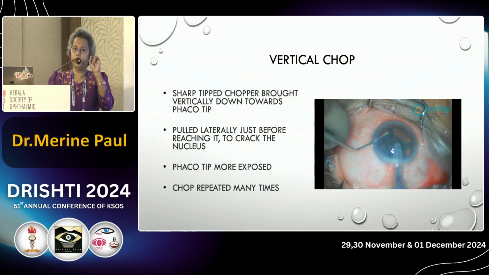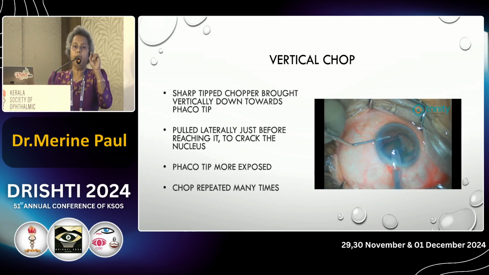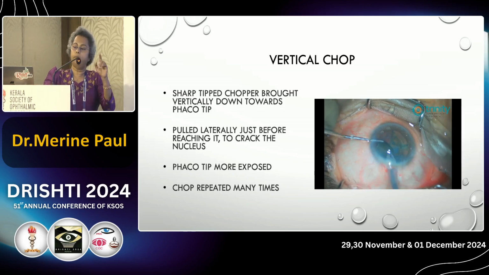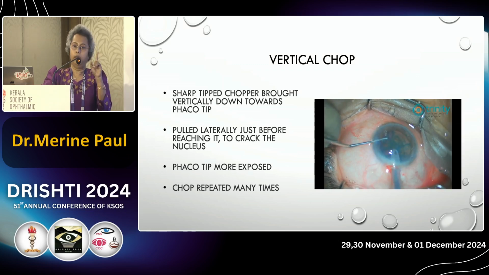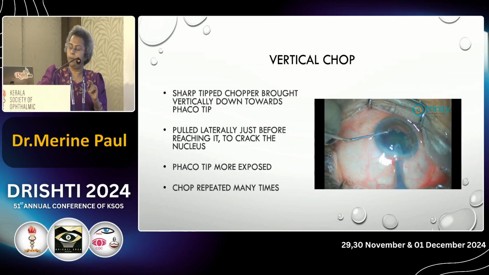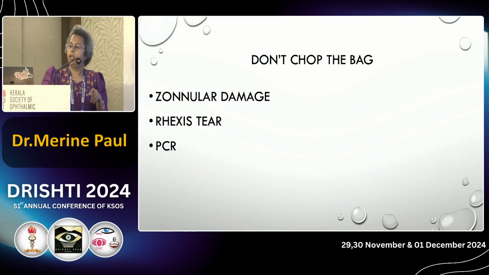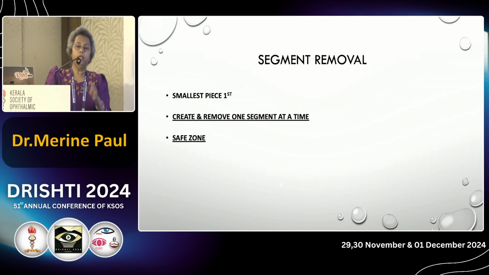But a very important thing here is that you embed it at the appropriate depth. The phaco tip is more exposed when you are trying to do a primary chop, and the chop has to be repeated many times. So what are the things you need to be careful about when you chop? Please don't chop the bag. Avoid zonular damage. If you try to chop on the bag, the zonules will get disturbed. There can be a rhexis tear, and of course the most dreaded, the PCR.